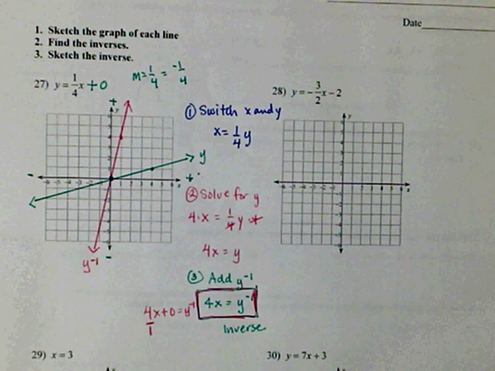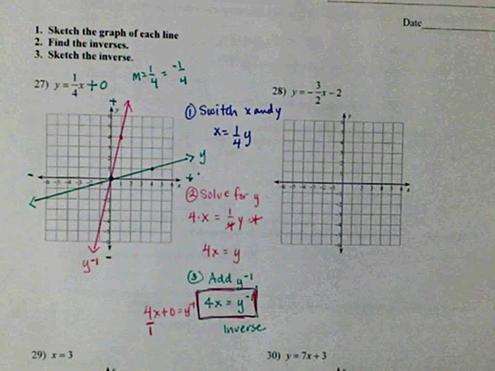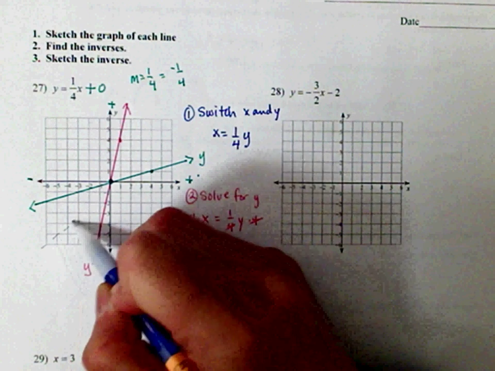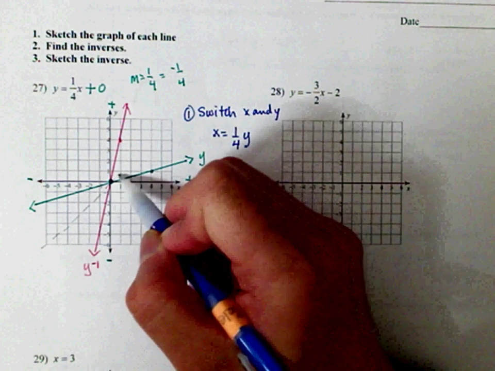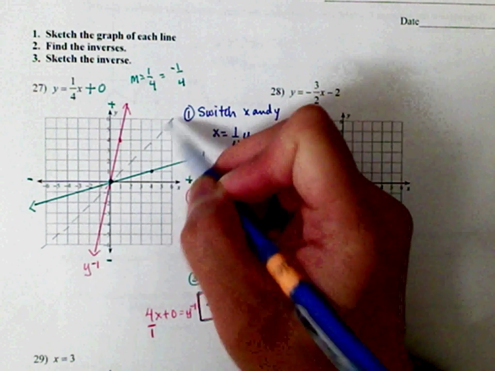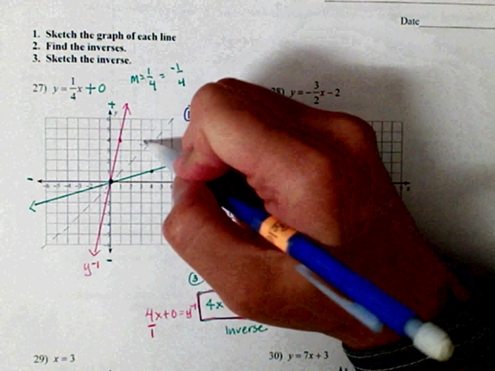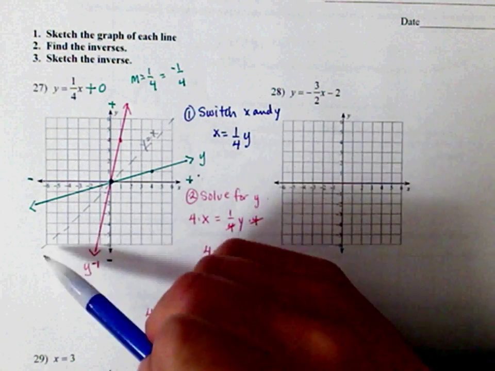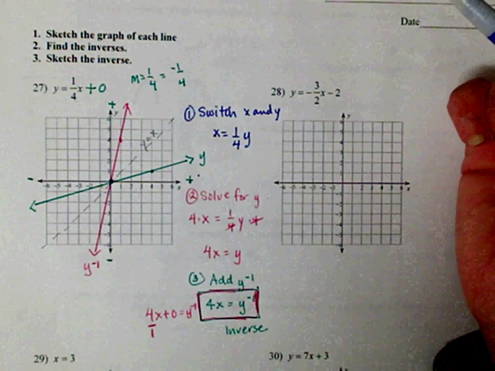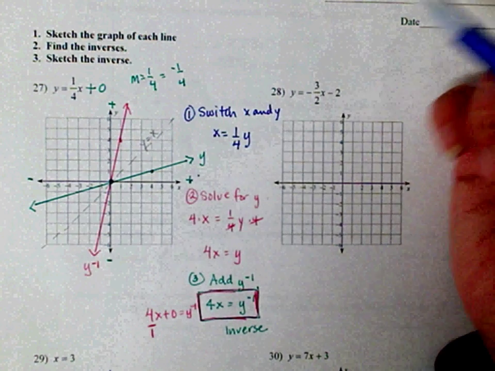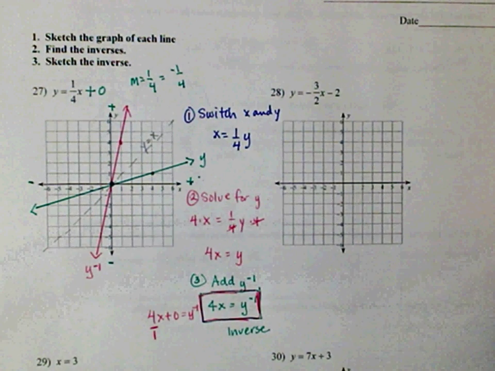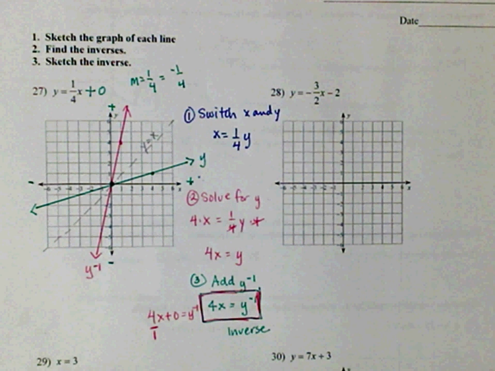The easiest way to check if this is the correct inverse is to draw a line right here that goes through the middle. See that line? That is your y equals x line. If I fold it along this line, you know that they're going to touch each other. It's a mirror. This right here is a mirror of this one. So therefore that is correct. That's number 27.